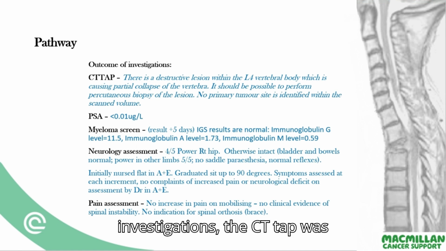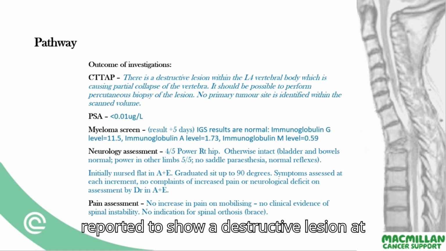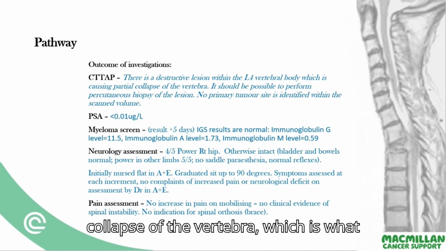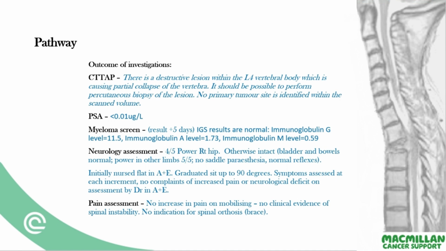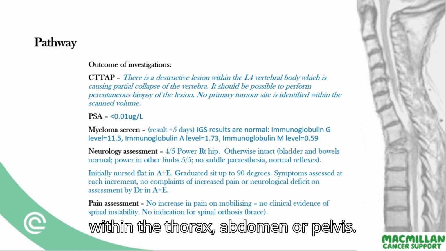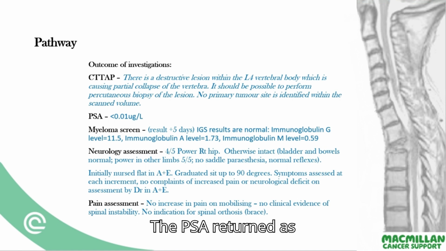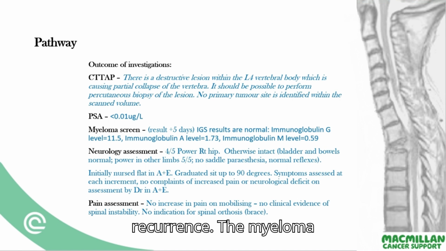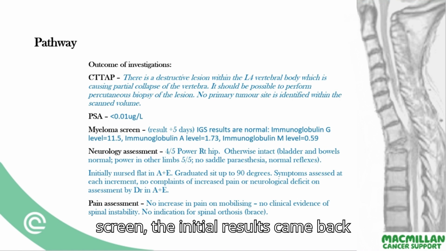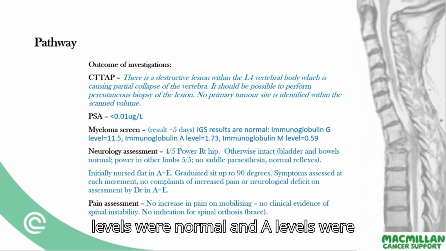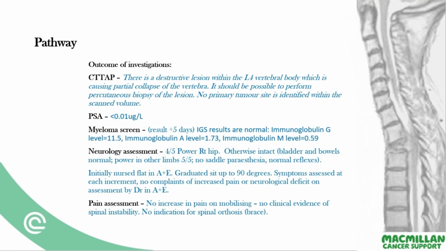In terms of the outcome of the investigations, the CT TAP was reported to show a destructive lesion at L4 vertebral body, causing partial collapse of the vertebra, which is what we knew from the MRI, and no primary tumour site identified within the thorax, abdomen or pelvis. The PSA returned as insignificant, so no PSA evidence that this was a prostate recurrence. The myeloma screen initial results came back normal. The immunoglobulin G levels were normal, and A levels were normal, and M levels were normal.